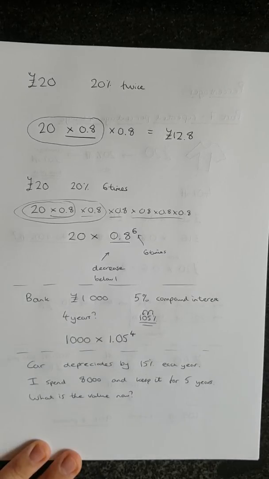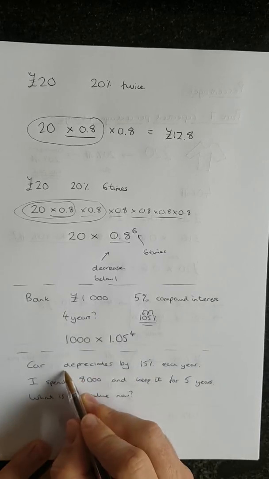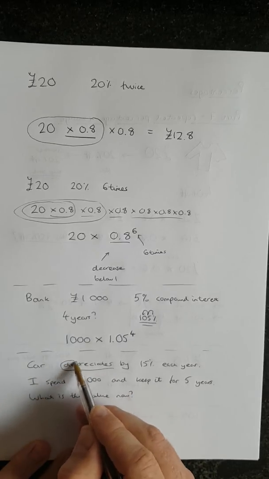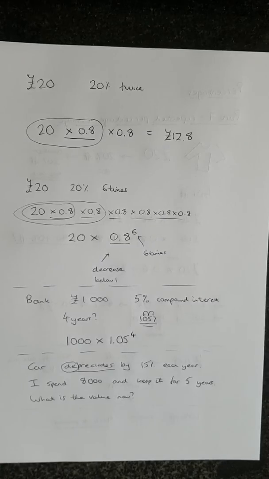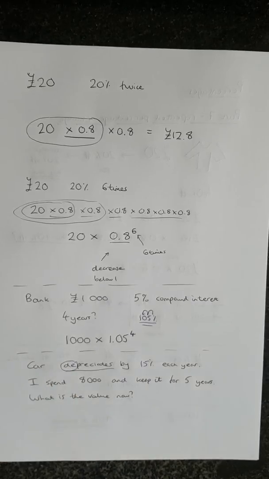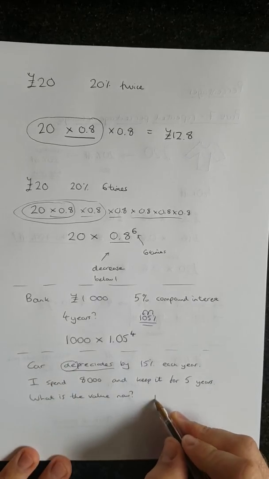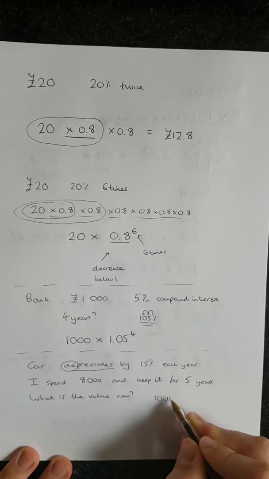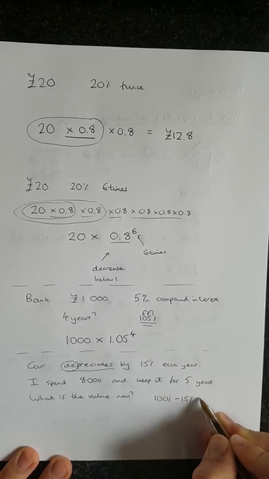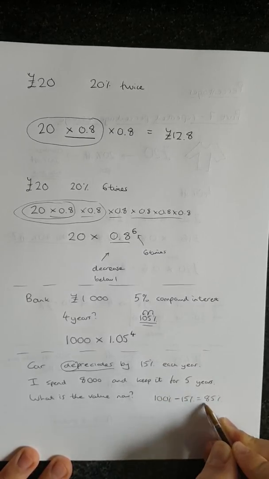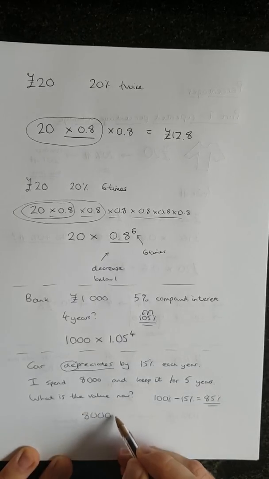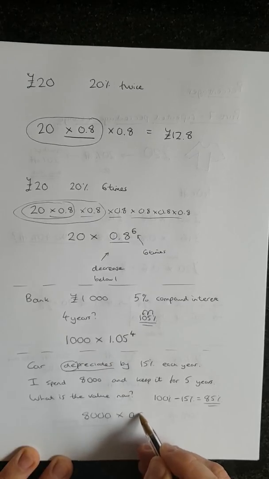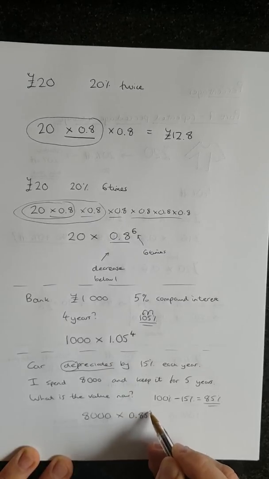So it depreciates. And look at those first 2 letters. Do you think this goes up or down? Do you think it's an increase or a decrease? Well, you're right if you said decrease. I'm left with 85% each year. So it's 8,000 multiplied by 0.85 5 times.